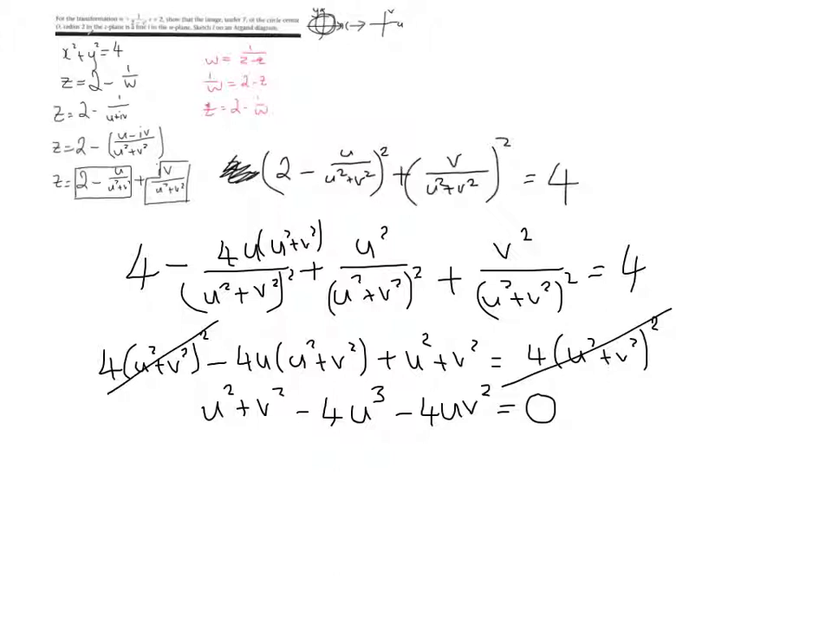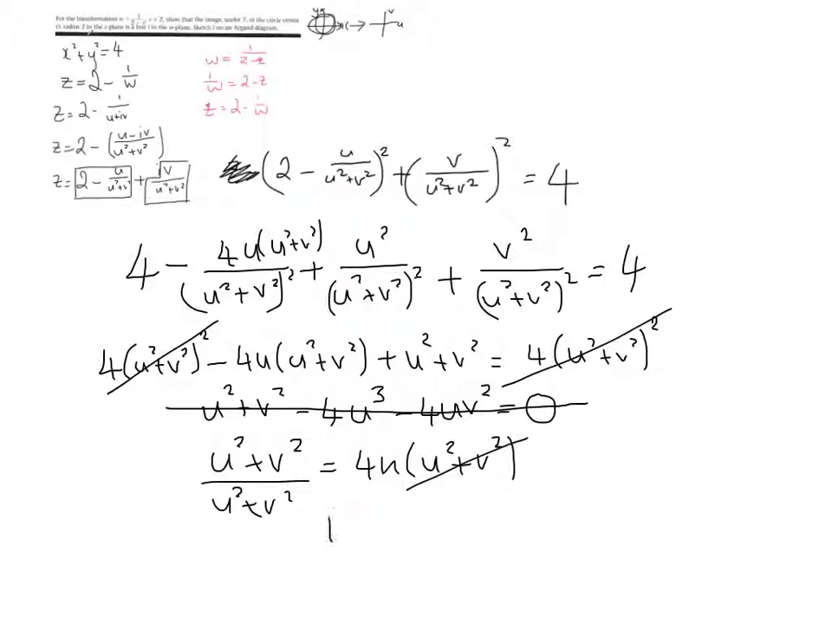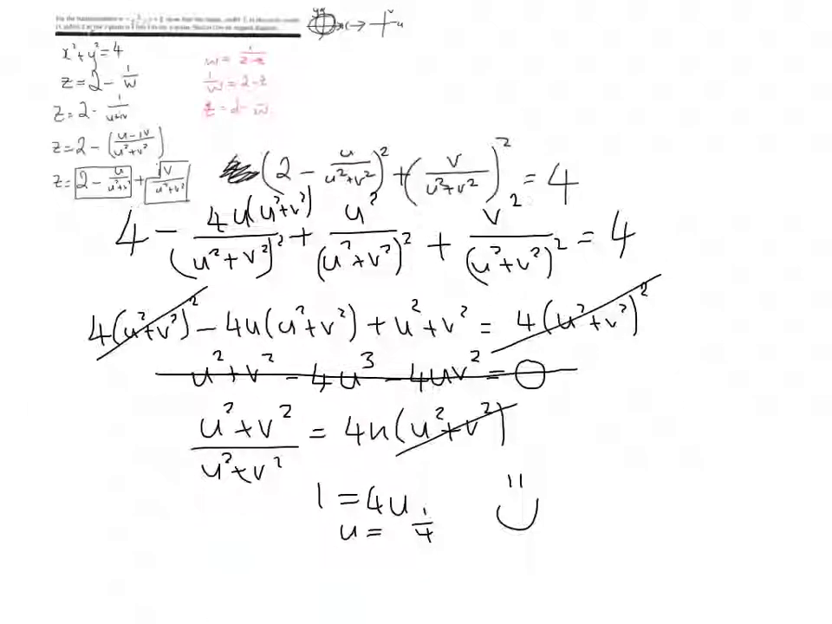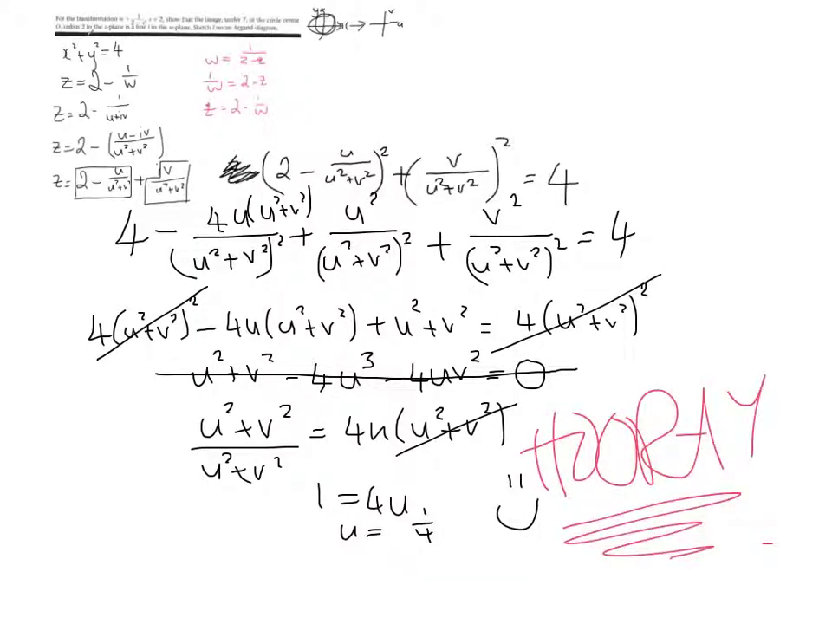No, it's okay, I thought of something. I think that was a bad move, expanding it out. I think that was a bad idea. Let's not do that. How about this? u squared plus v squared equals 4u times u squared plus v squared. And then divide both sides by u squared plus v squared. So 1 equals 4u, so u equals 1/4. Is that what I got last time? Yes, it is! Hooray! That was fun. Let's do another one.